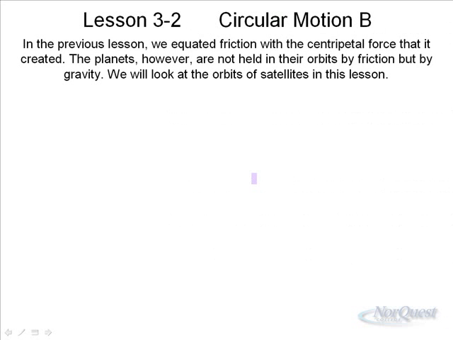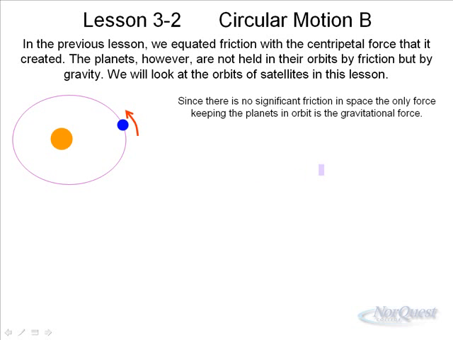In the previous lesson we equated friction with the centripetal force. We said that the force of friction was causing the centripetal force, therefore Fc was equal to Ff. In this case, when we talk about the planets, they're not held in their orbits by friction but by gravity. So we look at the orbits of satellites in this lesson, and since there is no significant friction, the only force keeping the planets in orbit is the gravitational force.